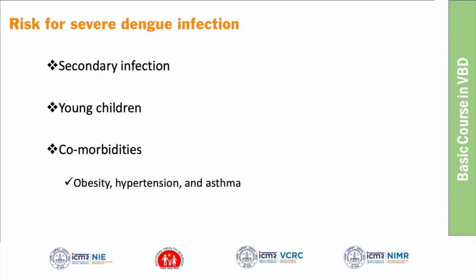I think it is the same. So by male or female, there is no difference in the seroprevalence. Both are exposed. And then we know that there are some risk factors for severe dengue infections, like severe secondary dengue: young children, people with comorbidities like obesity, hypertension, asthma. So these are some of the risk factors for severe dengue infection.